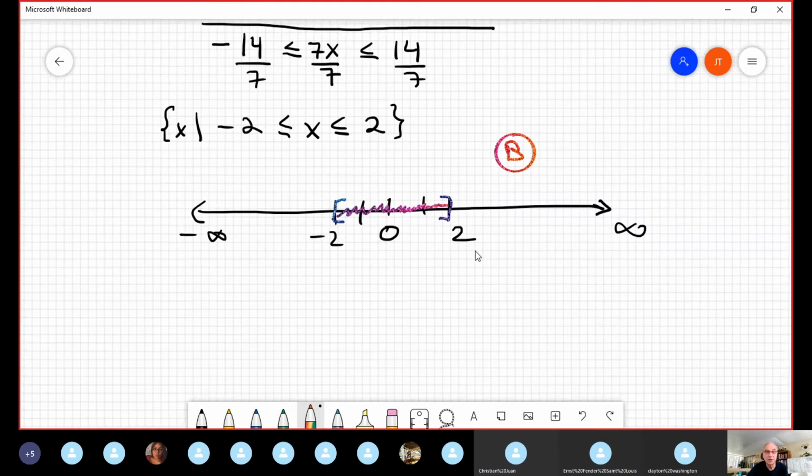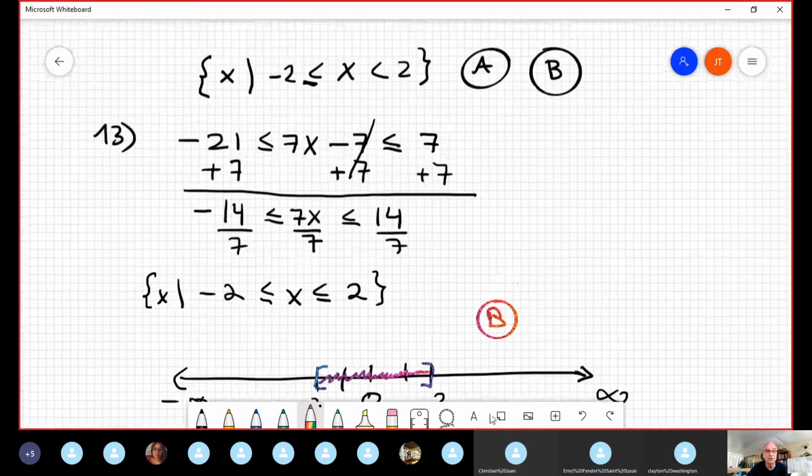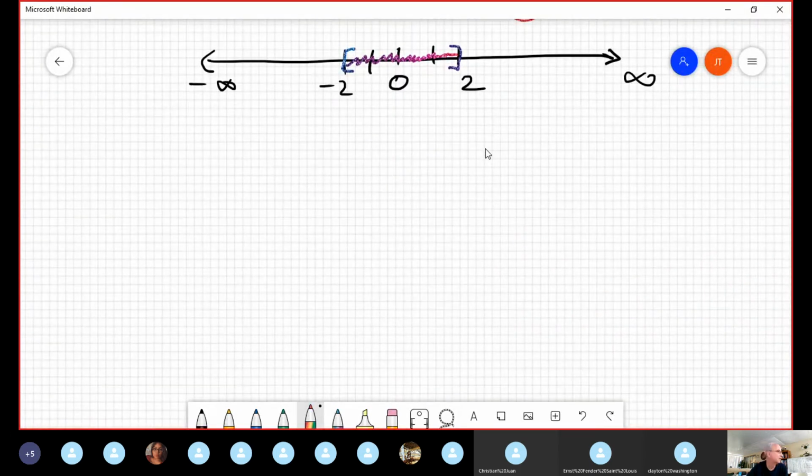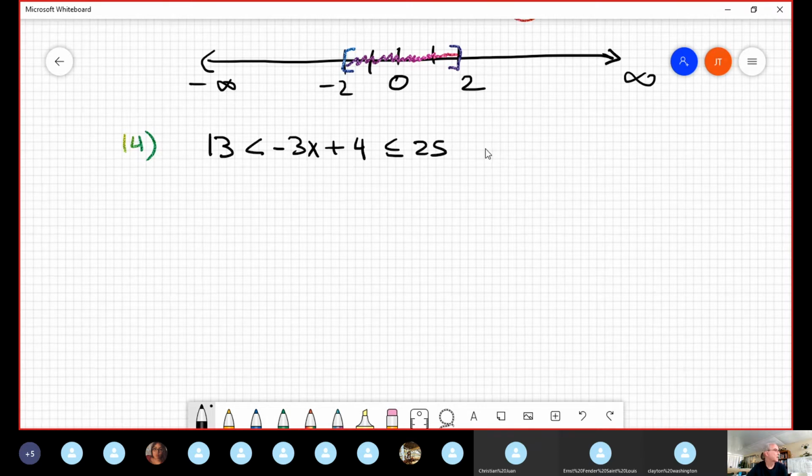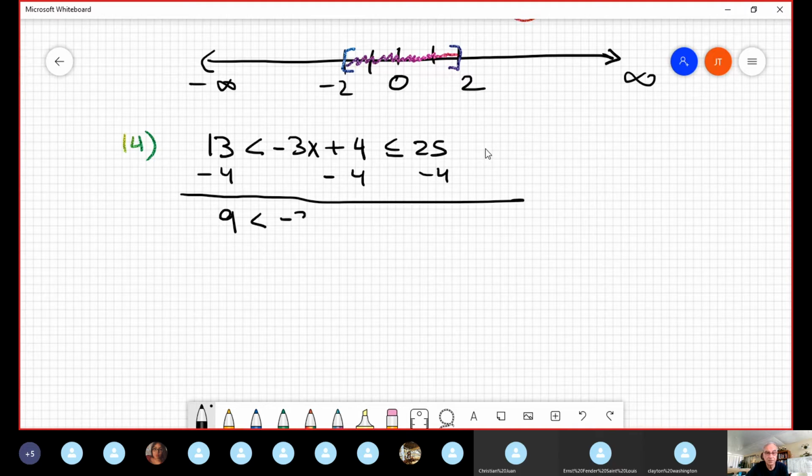Let's do one more. This was 13, now 14. 14 is similar. 14 is 13 less than negative 3x plus 4 less than or equal to 25. Okay, subtracting 4. This is 9. This is 0. And this is 21. Okay, if you want to solve for x, you divide the whole thing by negative 3.